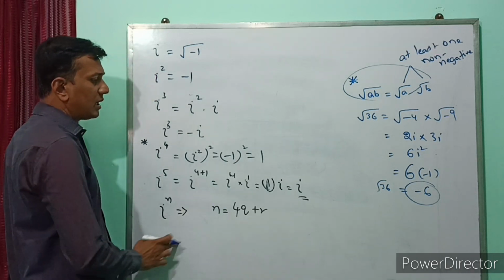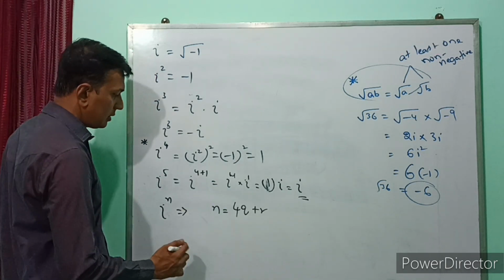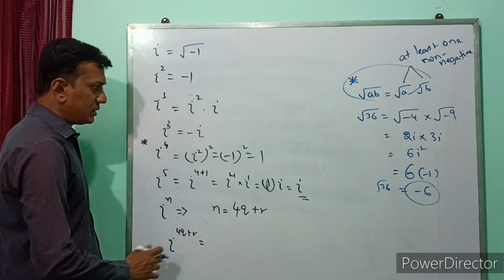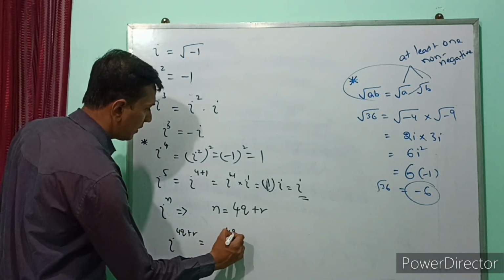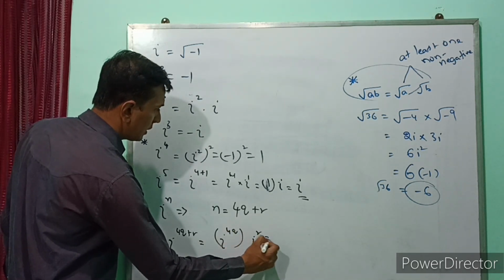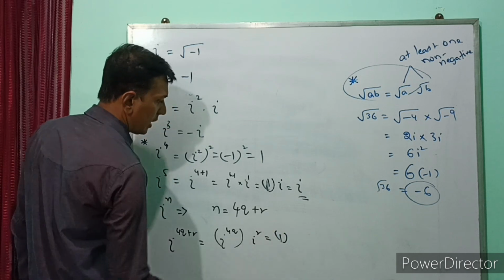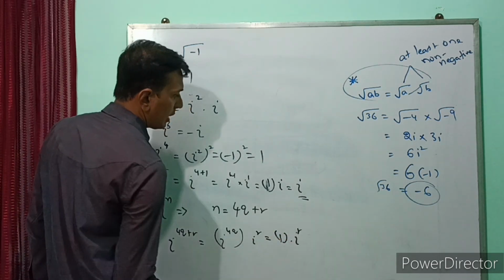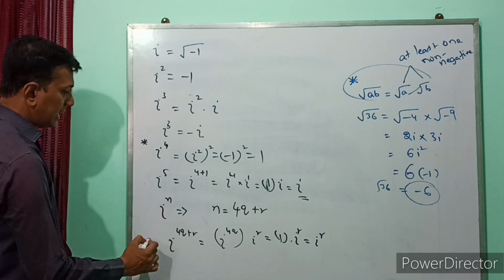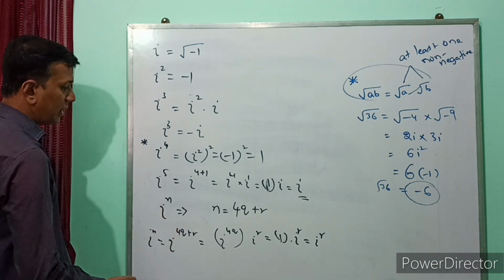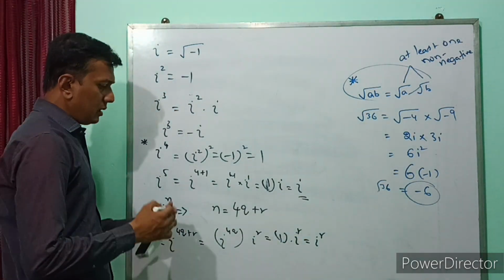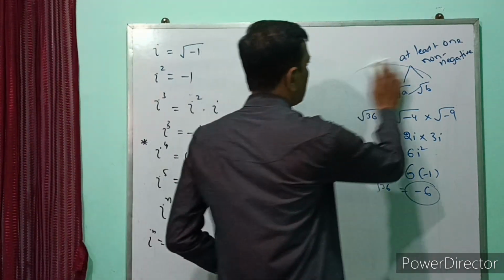If I can write that number as 4q plus r, that means i power 4q plus r. Just now I said that for all i power 4, that means 4 multiples, the value is going to be 1. So i power r. That means whenever you get a number as i power n, we split it in the form of i power 4q plus r, and I can write it as i power r. So let us take an example.